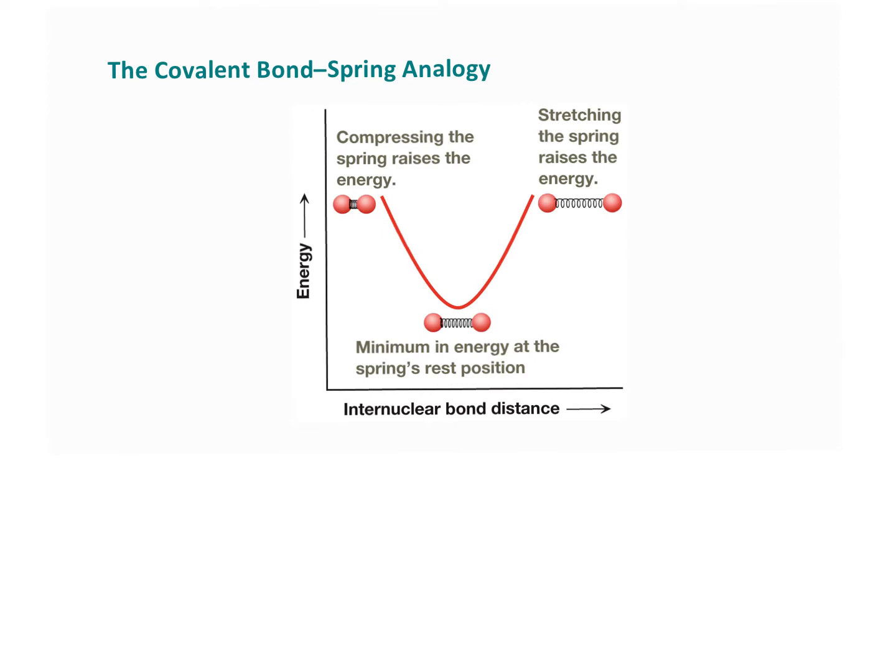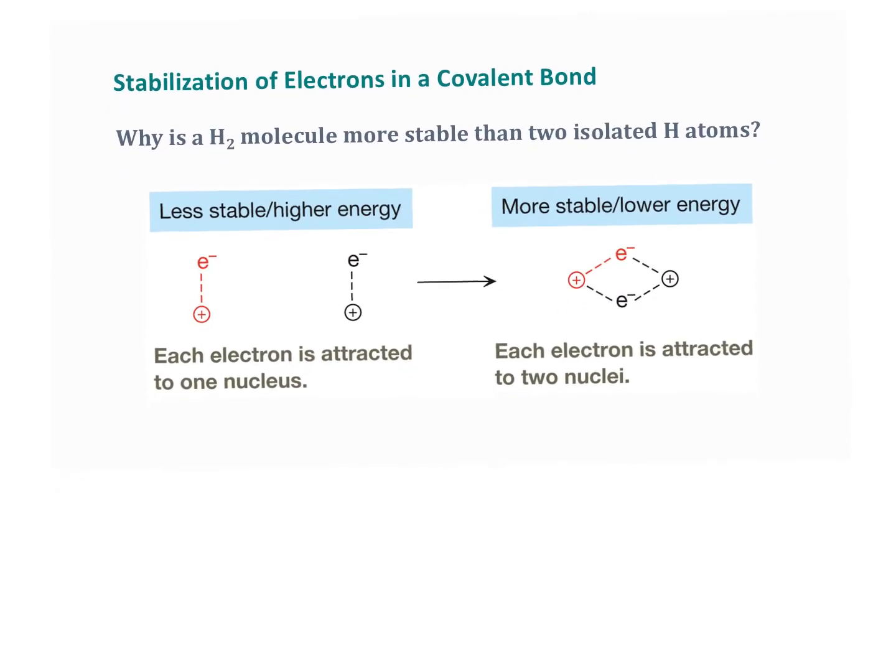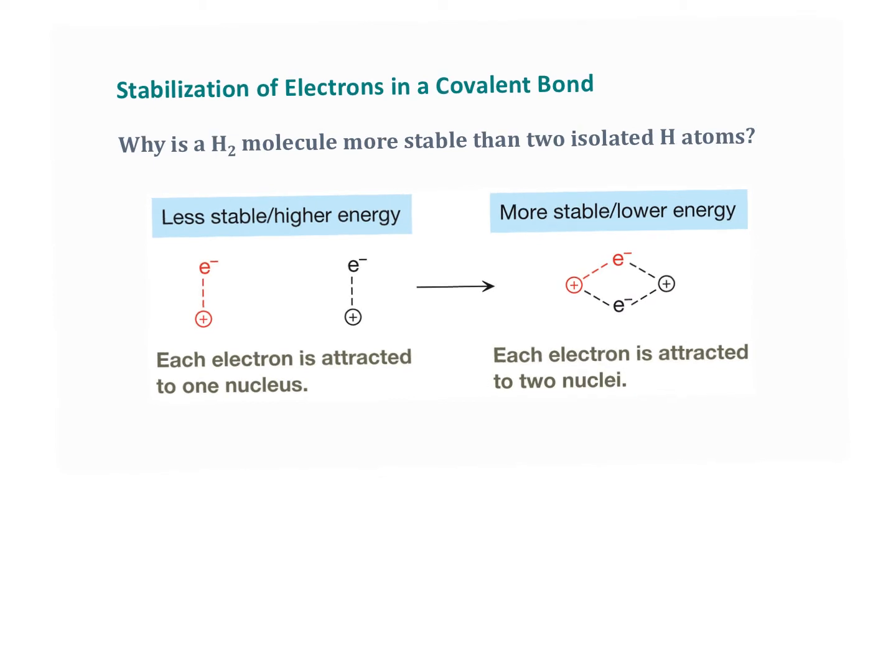So in an isolated hydrogen atom, which we've been talking about this whole time for us, what we can see is that the electron is attracted to a single nucleus. In a covalent bond, the electrons are attracted simultaneously to two hydrogen nuclei. Now, this is going to lower the energy and increase the stability of both electrons. So when we ask the question, why is a hydrogen molecule more stable than two isolated hydrogen atoms? It's because the electron is attracted to two nuclei.